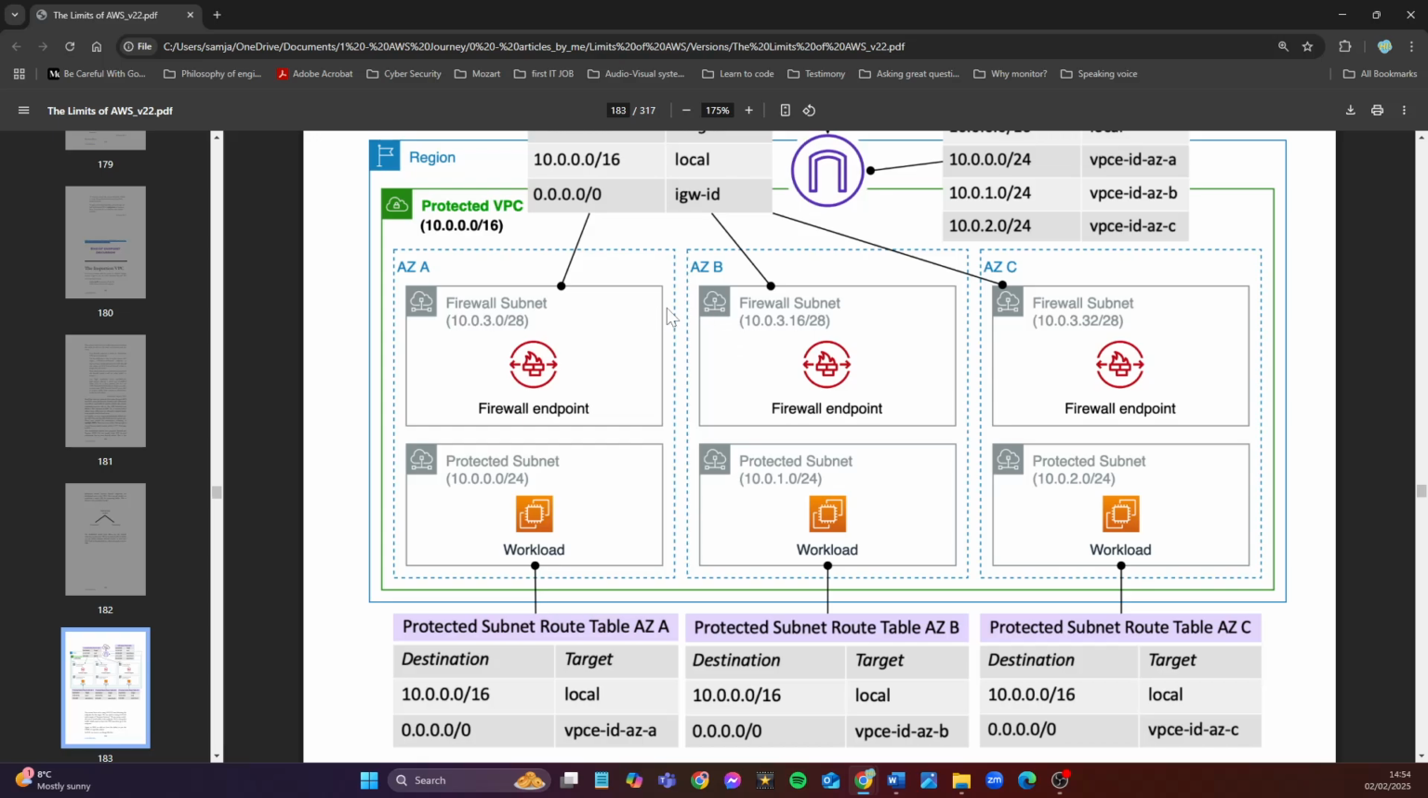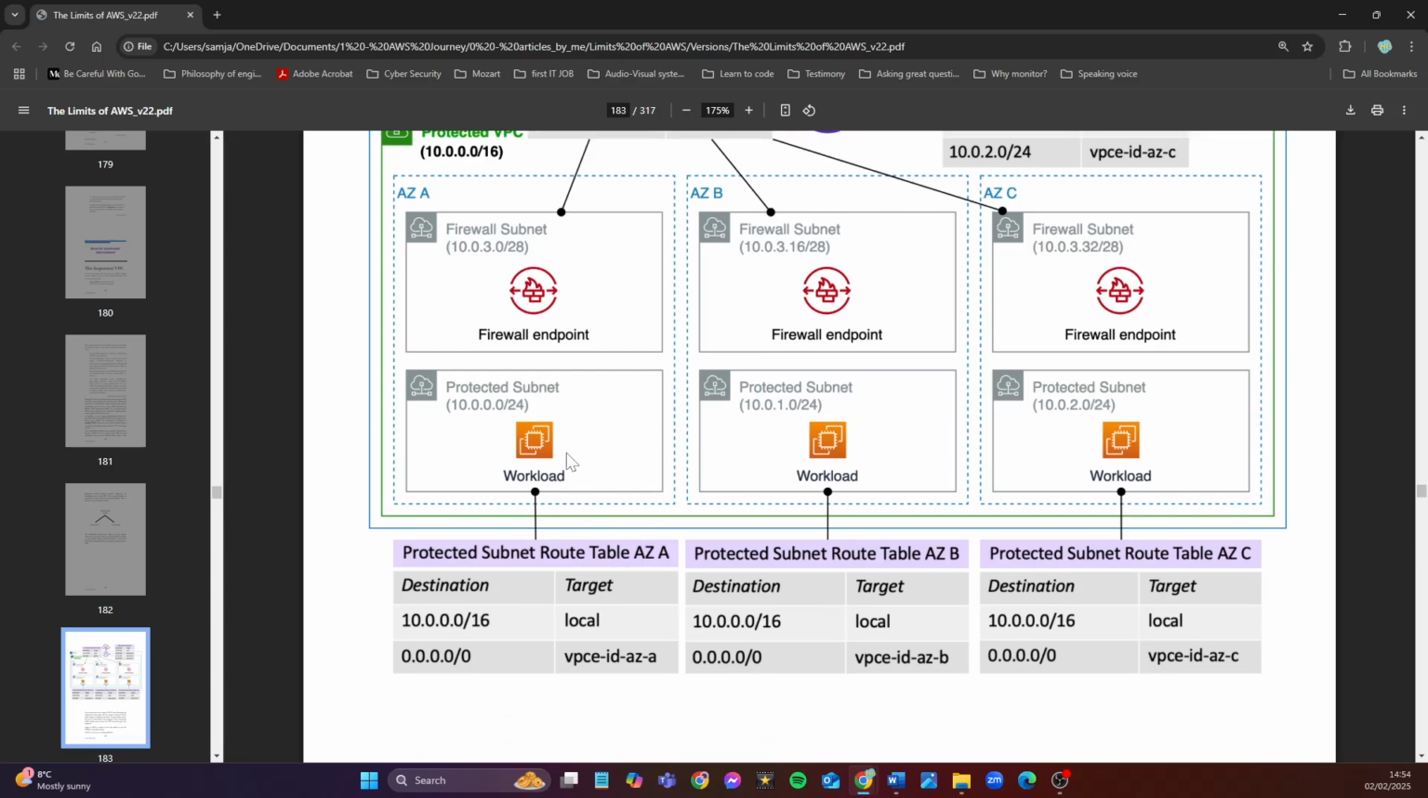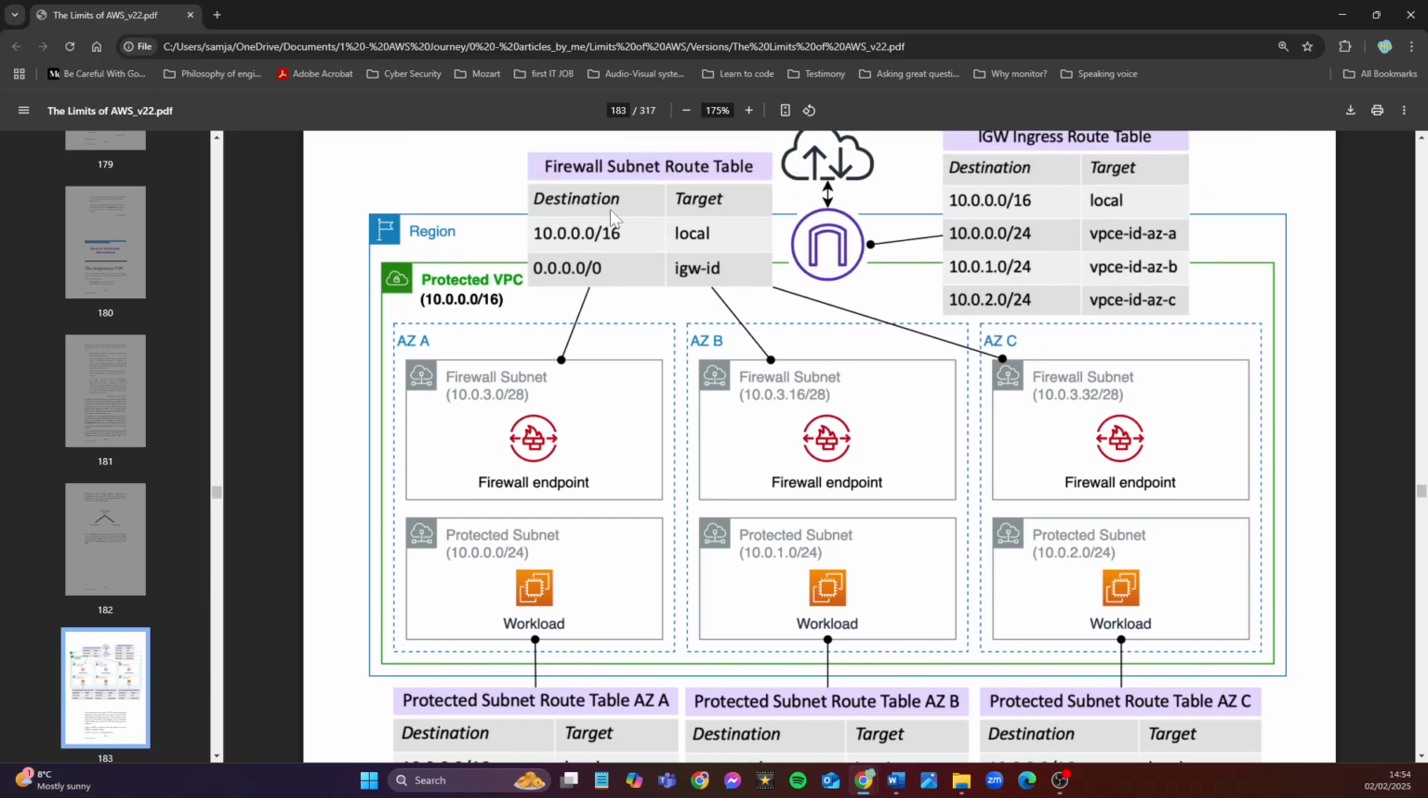But I think the point we were trying to make is if we look at the workload, it's in its own subnet for each AZ. That has all zeros, but it's not the Internet Gateway ID. It's the firewall endpoint, right? VPC endpoint ID for AZ A. So that's what we have with all zeros. So don't think that just because the destination is all zeros, the target has to be an Internet Gateway. There's no necessary connection there.